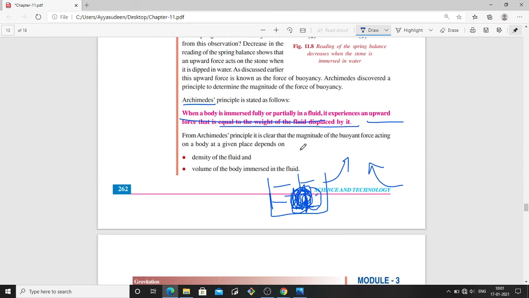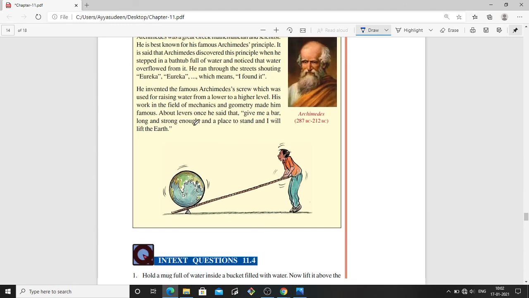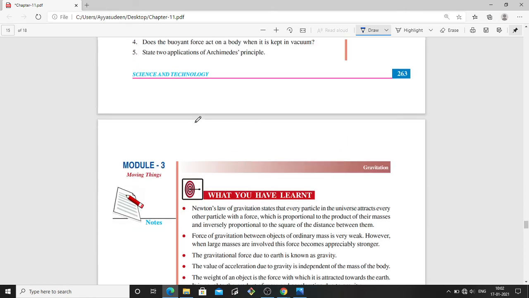Also, according to Archimedes principle, the magnitude of the buoyant force acting on a body also depends on the density of the fluid, and also on the volume of the body immersed in the fluid. Archimedes is a Greek scientist who discovered this principle.